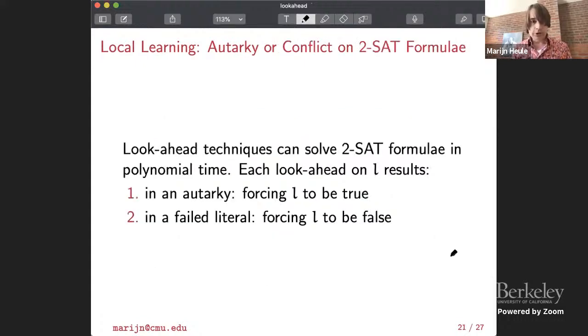A small side note here is that look ahead can quickly solve 2-SAT formulas by simply doing only look aheads. You never have to branch. Either a look ahead results in an autarky, and then you can force the literal to be true, or a look ahead results in a failed literal and you can assign it to false.